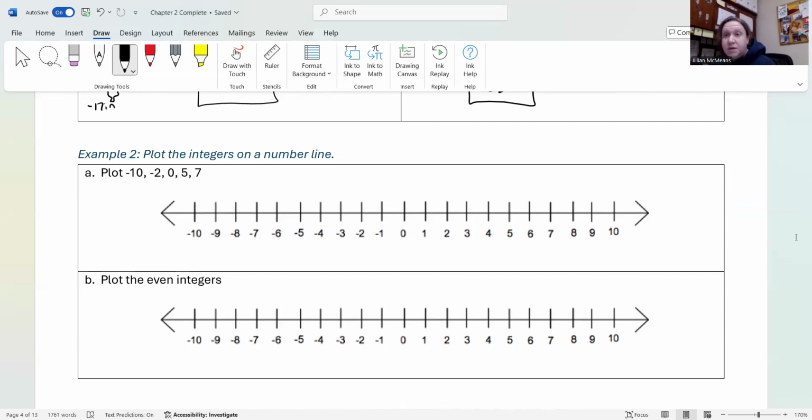Here in just a minute, we're going to talk about absolute value. Understanding a number line can be helpful there. We're also going to talk about comparing integers, and understanding how a number line works can be helpful in that situation as well. So you have this number line.